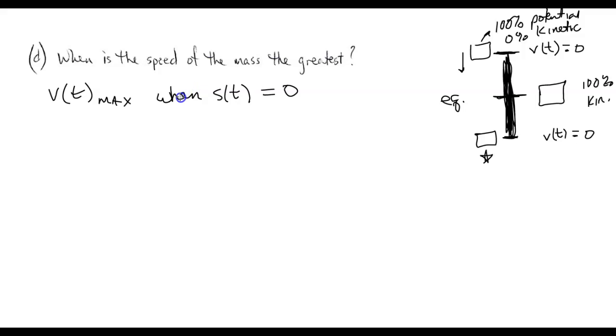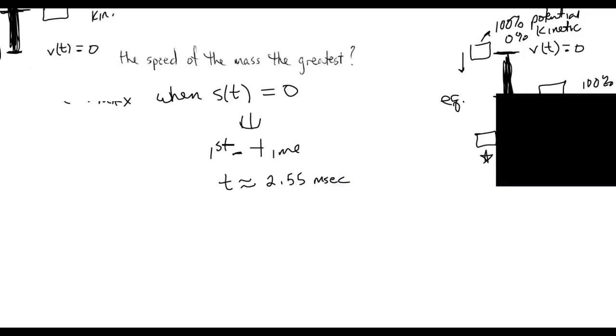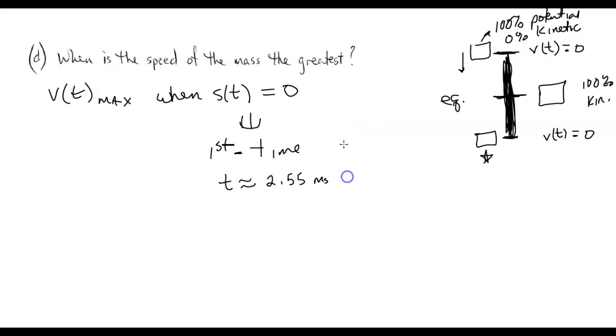Okay. Now, if you remember, we've actually already found this. Okay. And we found it for the first time it passed through the equilibrium. And so here, for the first time, if you remember, we had something that was roughly like 2.55 milliseconds. Okay. I'll just keep it as ms here.